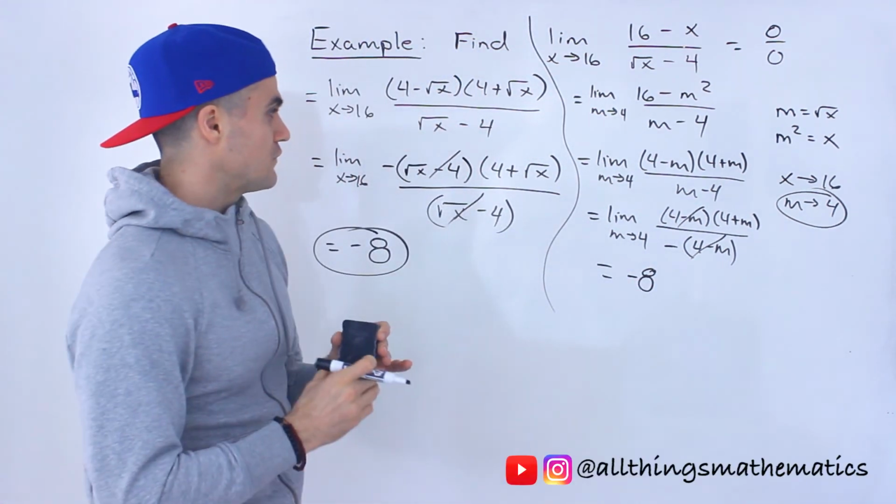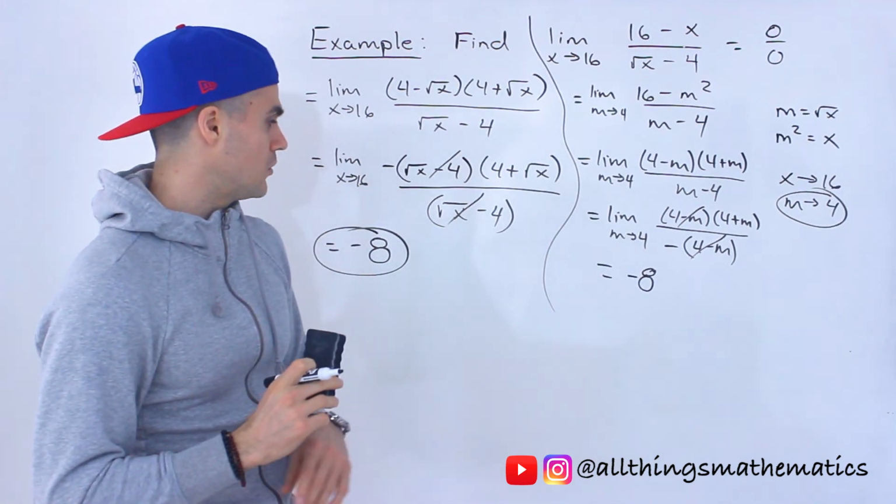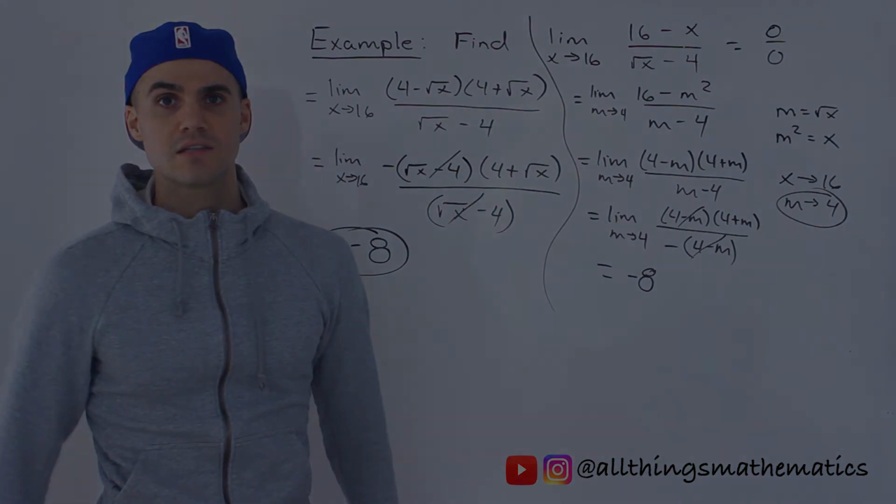So whichever way you do it, I feel like the first way is a little bit easier. You don't have to worry about bringing in a new variable. But whichever way you do it, negative 8 is the final answer.